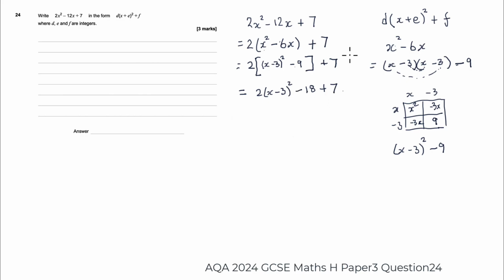Now we are getting somewhere here, it's beginning to look promising. So we get 2 lots of x minus 3 all squared, and then negative 18 plus 7 would be negative 11. And let's compare it. The d at the front is a 2. x plus e, well that e is there, which is negative 3, and plus f, well that's negative 11. So we've got it in the form that's been asked for. So we have 2 lots of x minus 3 all squared minus 11.